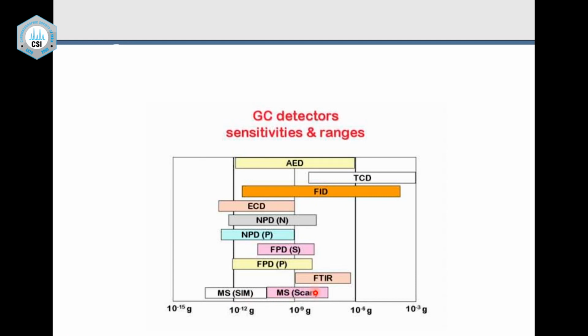And as you can see, MS is a universal detector as far as GC-MS is concerned. It can detect gases as well as all these compounds, whether they are halogen-containing compounds or nitrogen-containing compounds. There is no specificity. It is a universal detector, like a thermal conductivity detector.